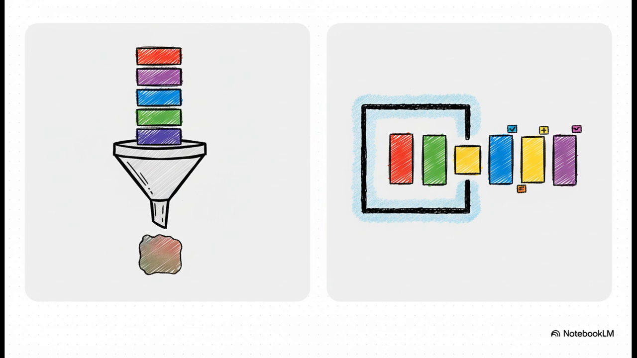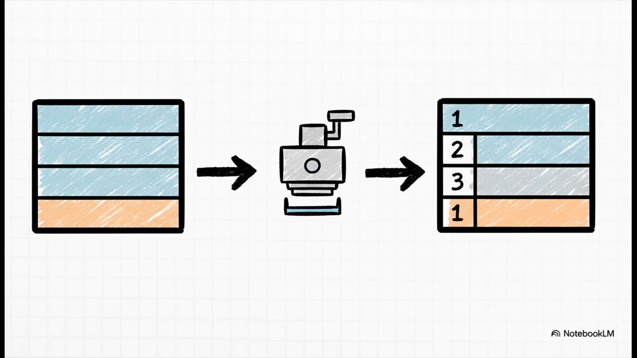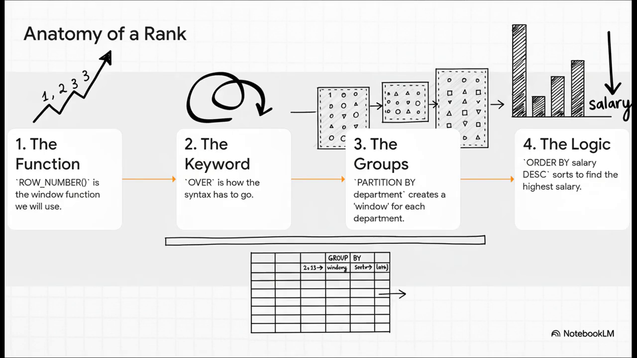So, the first window function we're going to use to solve our little problem is called row numbering. Its job is super simple. It just assigns a number, 1, 2, 3, 4, to each row within a window that we define. Let's see exactly how it works. Now, I know the syntax looks a little strange at first, but stick with me. It's actually incredibly logical.